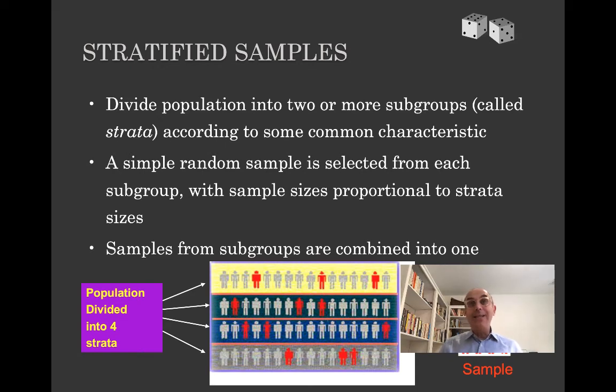The next methodology is the stratified sample, in which we divide the population into two or more subgroups, also called strata, according to some common characteristics. Example, age. Example, income. Example, brand of the car that we drive. Those are examples of the characteristics that we look at, and a simple random sample is selected from each subgroup, with a sample size proportional to the subgroup size. So we will make the comparison in order for us to evaluate and verify it.